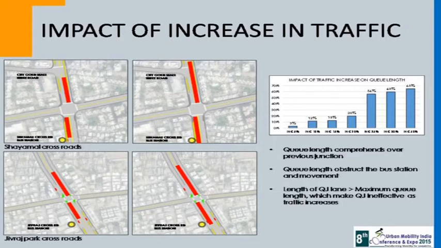So this solution can be a short-term solution, or a solution for the feeder system that is running at the periphery, some kind of feeder to the mass transit system. The queue length extends over the previous junction also, like in this case we can see. So the bus cannot cross this junction and this one, so the delay for the bus also increases exponentially.